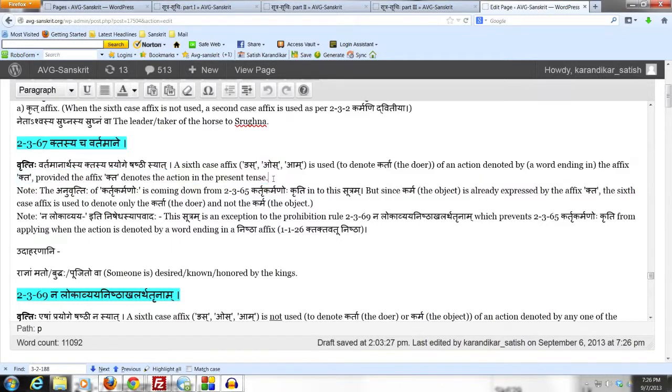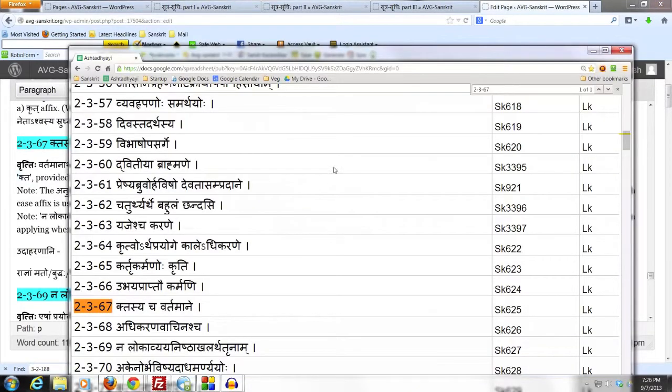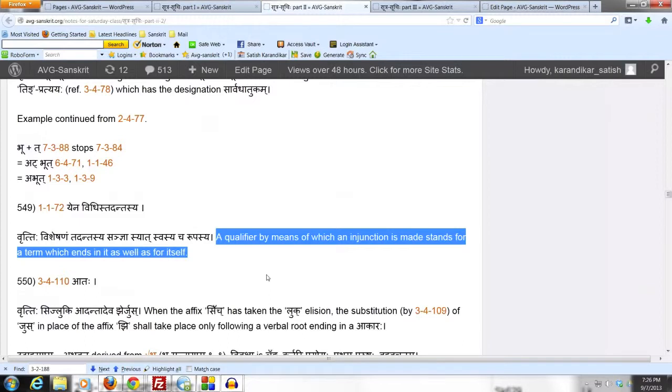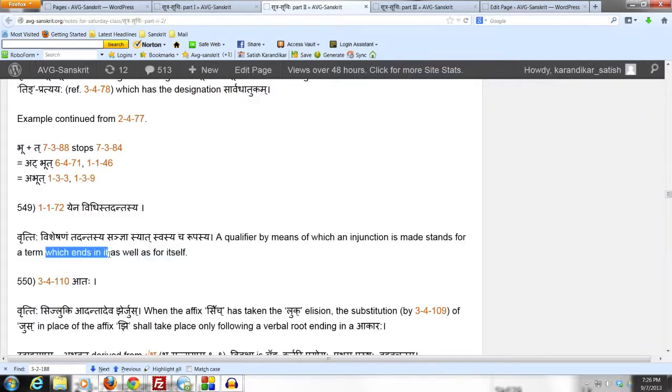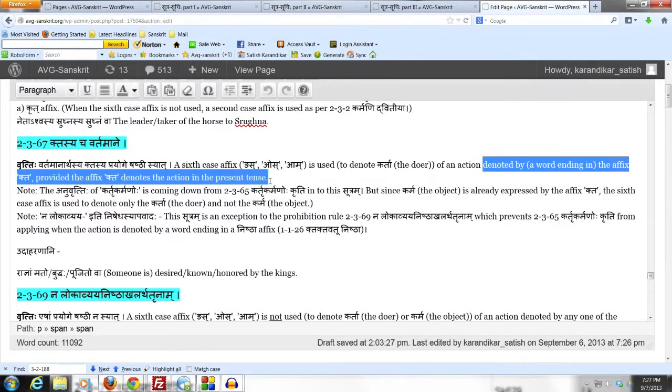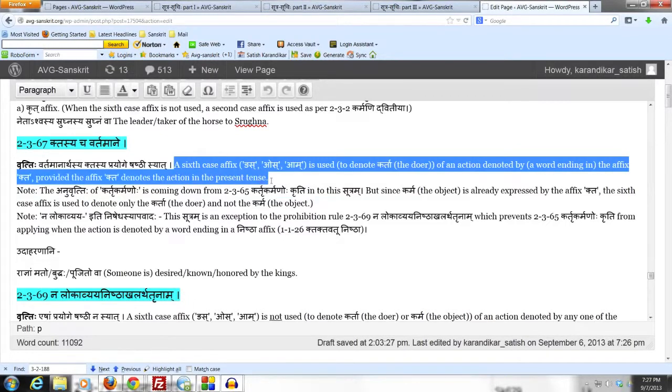Now why do we say a word ending in the affix kta? Of course we know the Sutram 1.1.72, yena vidhistadantasya, which says that a qualifier by means of which an injunction is made stands for a term which ends in it as well as for itself. In this sutram we have ktasya, so it stands for ktantasya prayoge. So in a usage where a word ending in the affix kta is used to denote an action in the present tense, in such a usage a sixth case affix is used to denote the agent of the action.